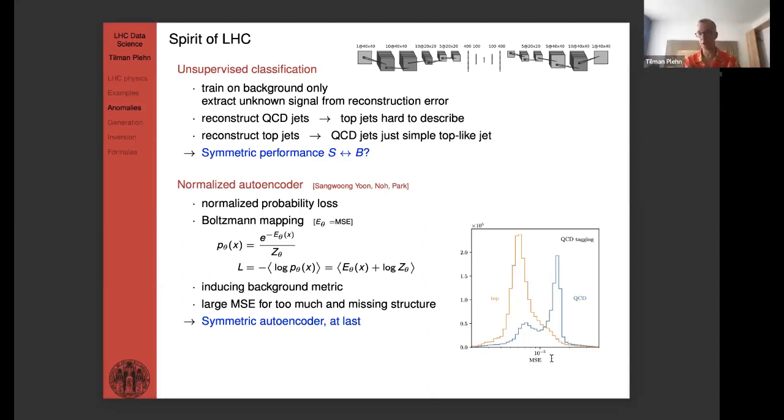And yes, they're harder to reconstruct, so they're to the right. They come with larger MSE, right? And they're strongly peaked. That means there are structures which our normalized autoencoder actually penalizes, or in that sense, the absence of structures, it penalizes for QCD. You also see this little secondary peak here, because like any structure, you don't get around data properties.